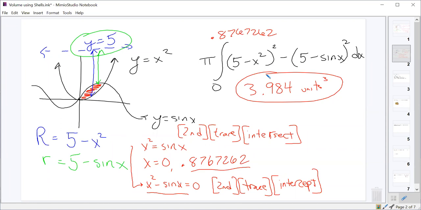Everybody at home get 3.984? If you didn't get 3.984 for your integral, please let me know so I can solve the issue for you, so that you can get the right integrals later. We're going to talk a little more about that before the May 4th test, but then I'll talk about it again before the other ones too.